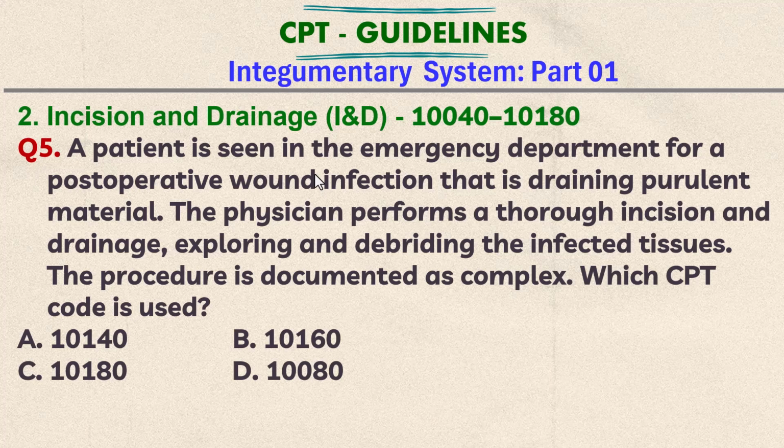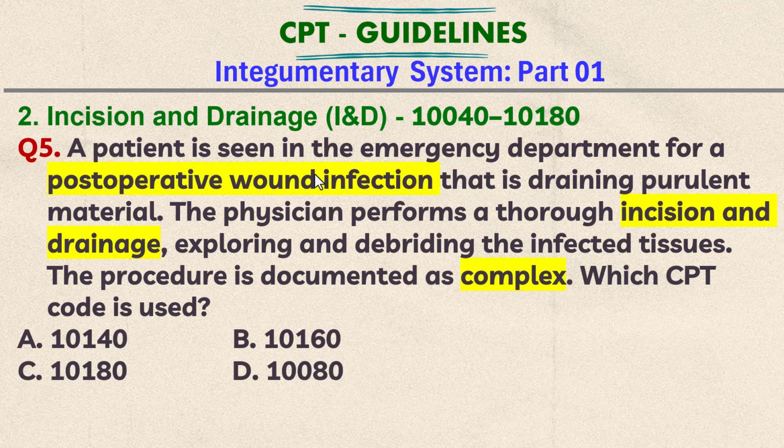A patient is seen in the emergency department for a post-operative wound infection that is draining purulent material. The physician performs a thorough incision and drainage, exploring and debriding the infected tissues. The procedure is documented as complex. Which CPT code is used? Here you have to highlight that this is a post-operative wound infection, incision and drainage is the procedure, and it's a complex procedure. Let's use the CPT alphabetic index method to find the answer.